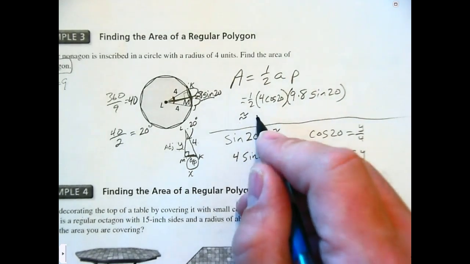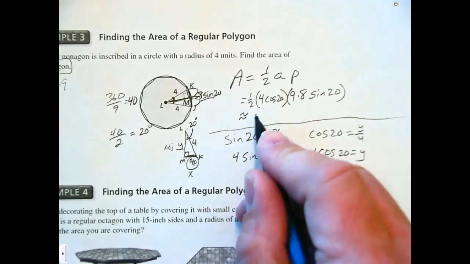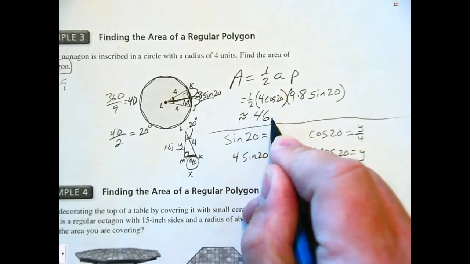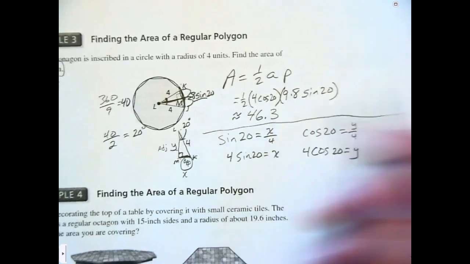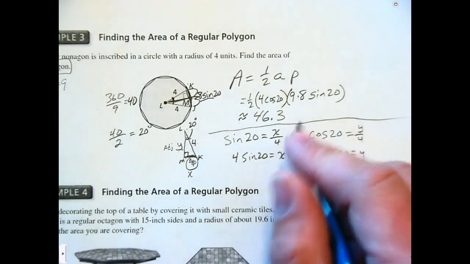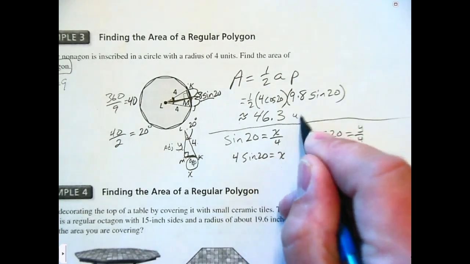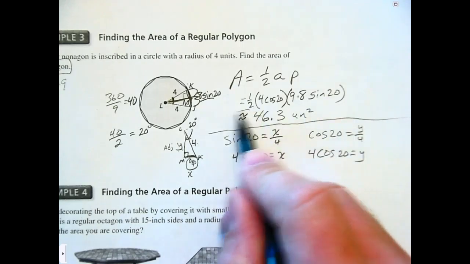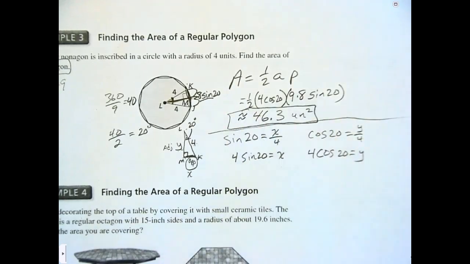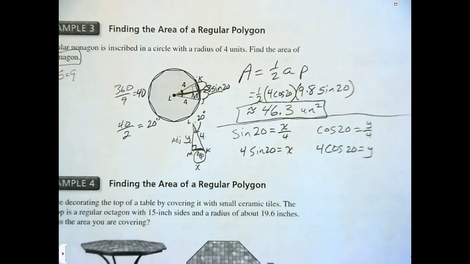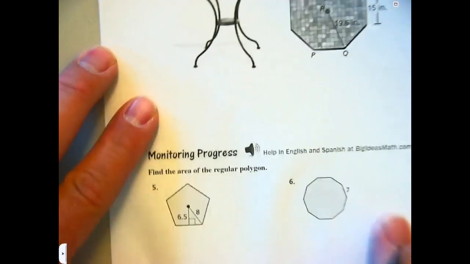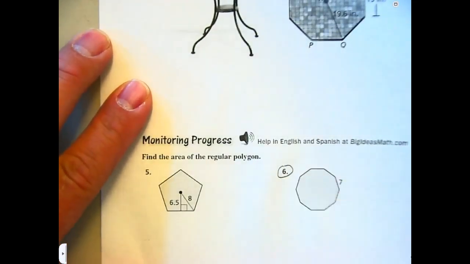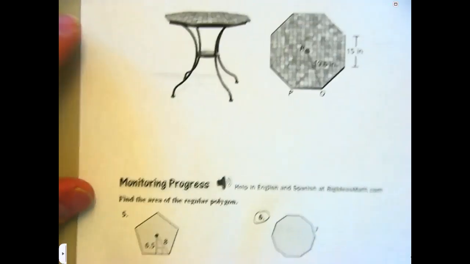Anyone got a rounded amount for me? Yeah, it's 46.28, or 46.3 if we round it up. Good. All right. It's a bit more complex when you're dealing with sine and cosine, right? So if you're struggling with that one at all, a good practice problem for you to try is this one right here, because you'll have to use it as well. It's number 6 on the bottom.